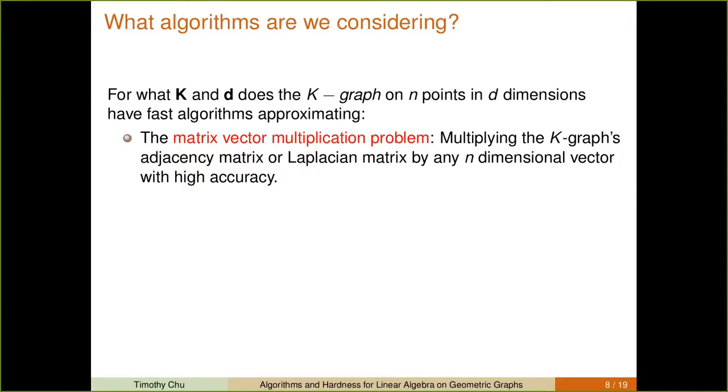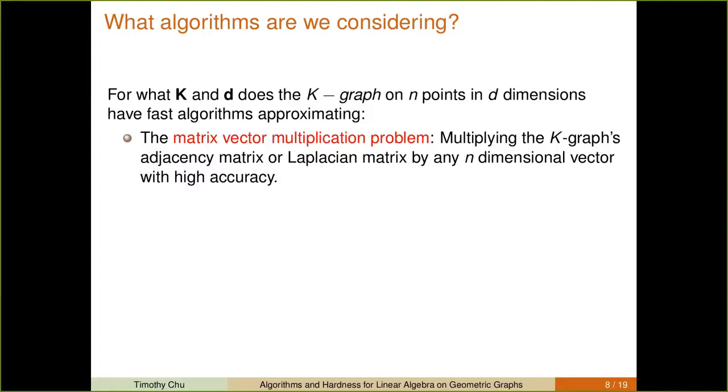So we are going to consider the following 3 problems. The first of which is the matrix-vector multiplication problem. When you have a graph, often you have a matrix associated with this graph called the adjacency matrix. And in some settings, you may prefer to use a different matrix called the Laplacian matrix. The question is, can you multiply this k-graph's adjacency or Laplacian matrix by any n-dimensional vector?